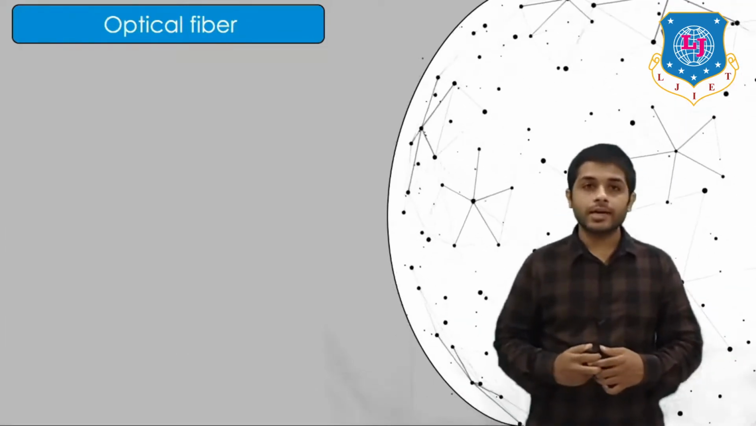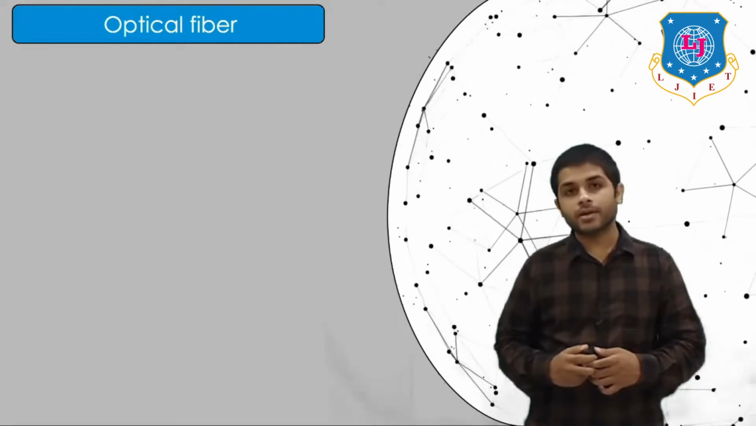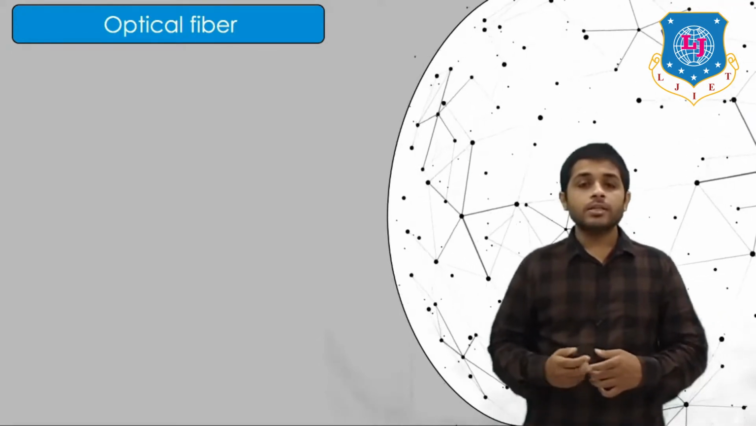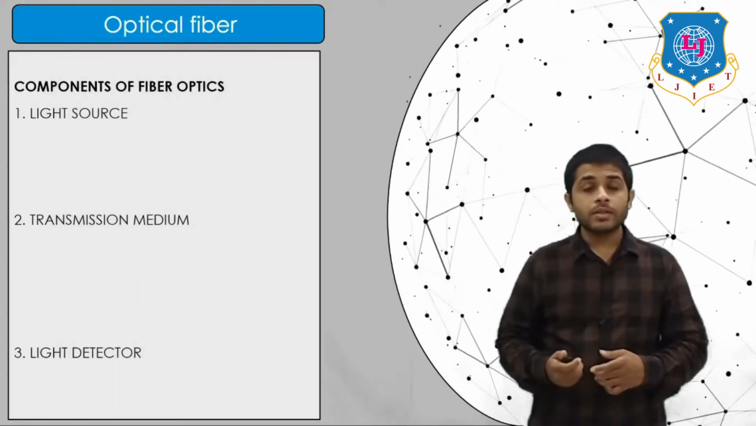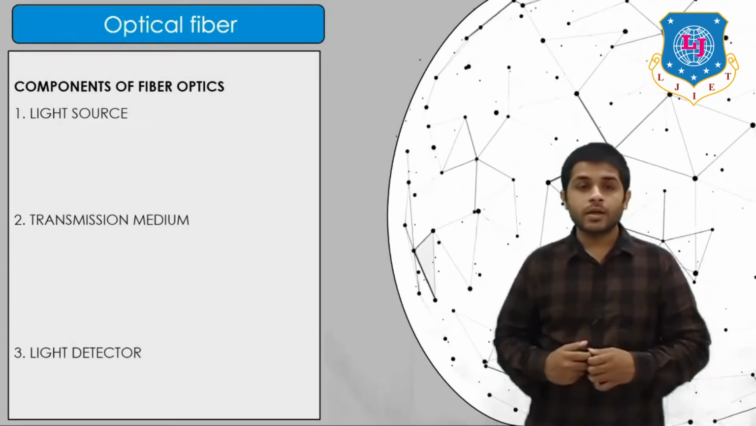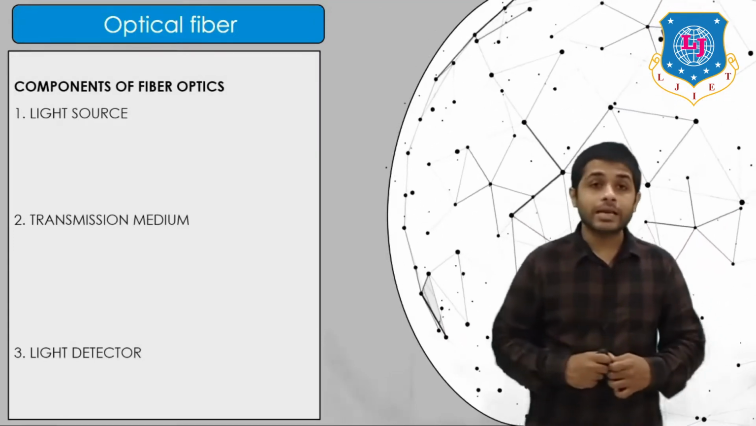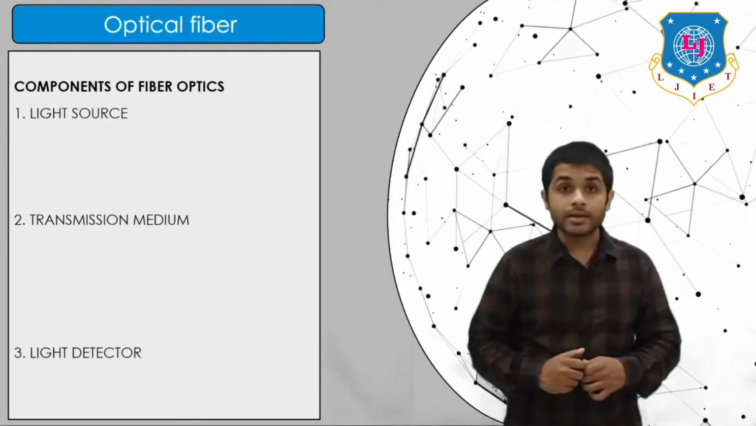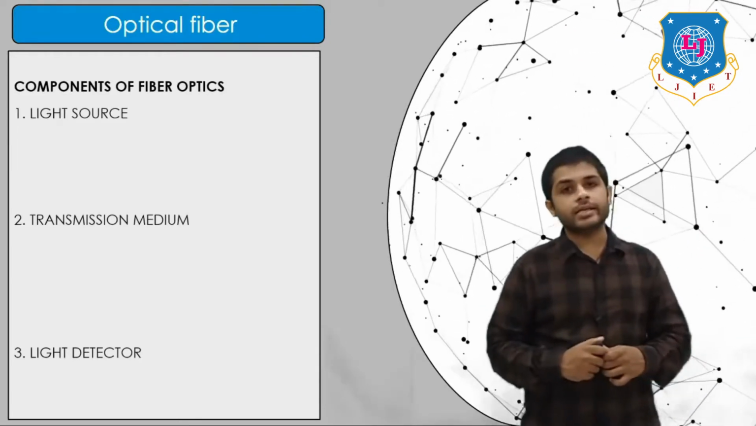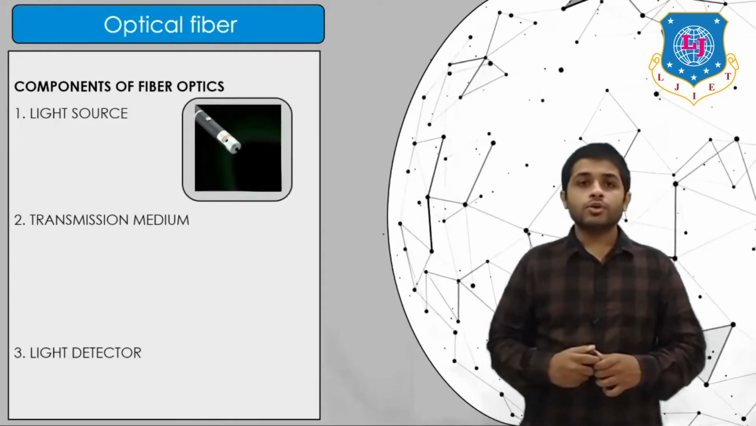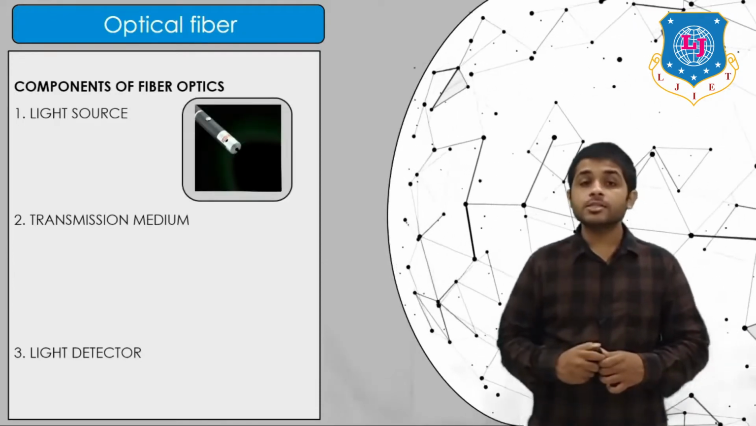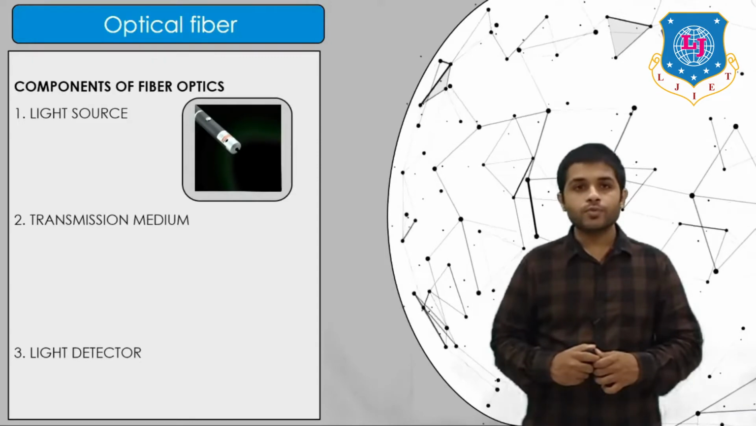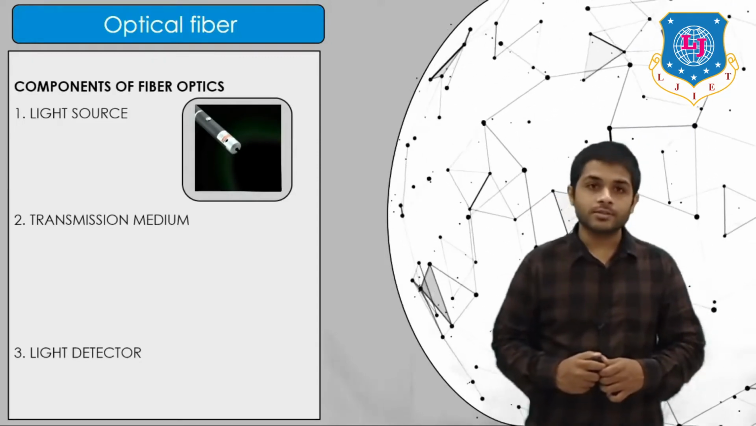Then after the third type is the optical fiber cable. In the optical fiber cable, there are three main components. The first component is the light source. The second component is the transmission medium. And the third component is a light detector. So you can see in this figure, this is the example of a light source, which is nothing but a laser.